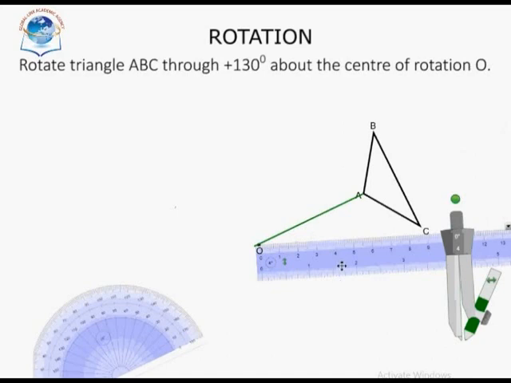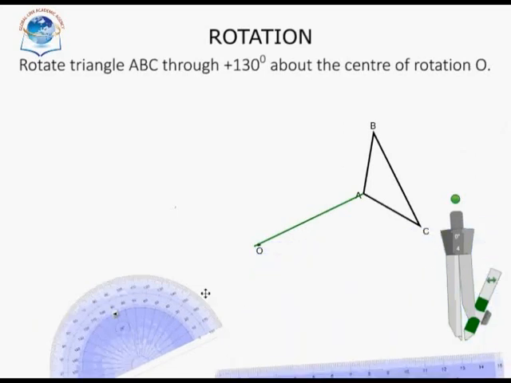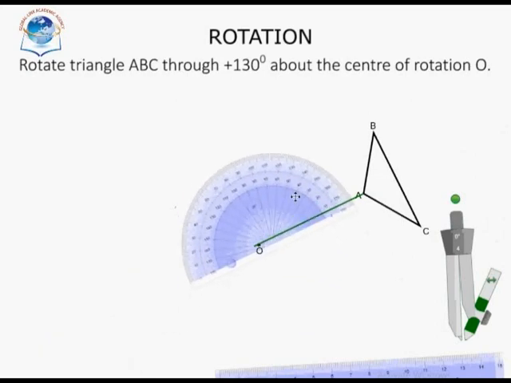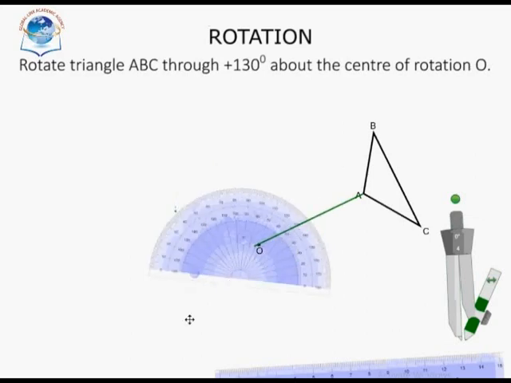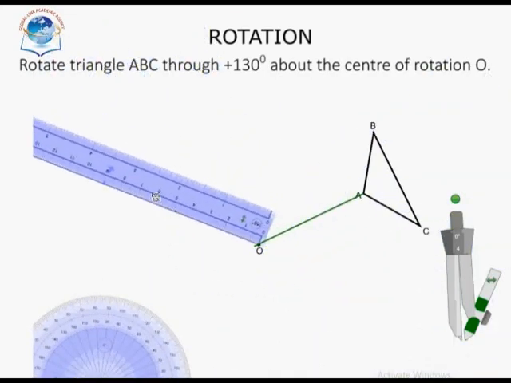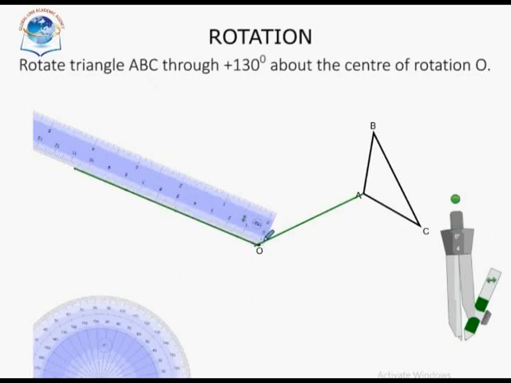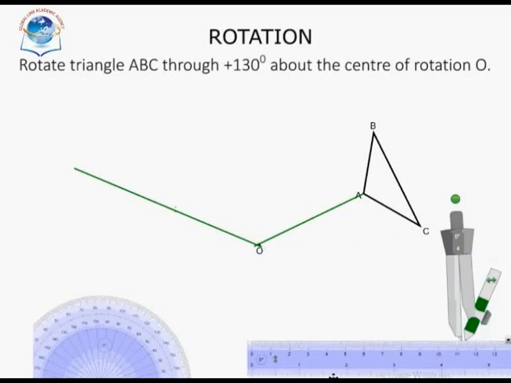Now at point O, we measure 130 degrees in the anti-clockwise direction. So place the protractor here, and 130 degrees is here. We put a mark, and then remove this protractor and join point O to this new point that we have marked. So that line is 130 degrees rotated from the center O.